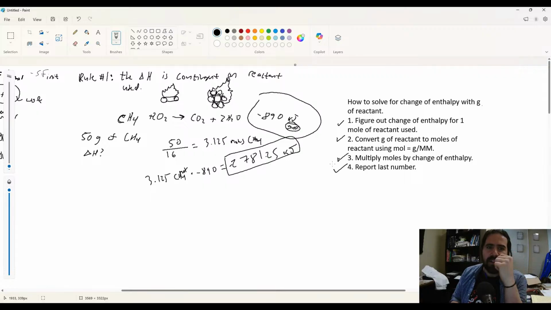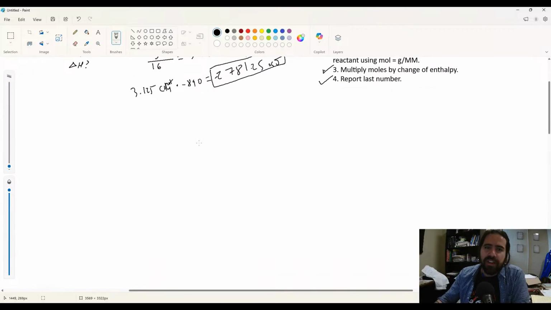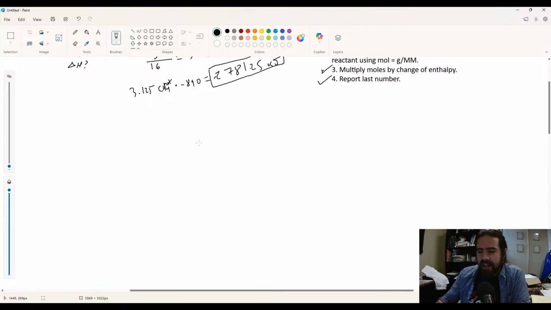Okay. So that's rule number 1. The change of enthalpy is contingent on the amount of reactant used, right? If you have a lot of a reactant, you're going to have a lot of change of enthalpy. If you have just a tiny amount of the reactant, then you're going to have a small change of enthalpy. I guess it's also pretty intuitive.